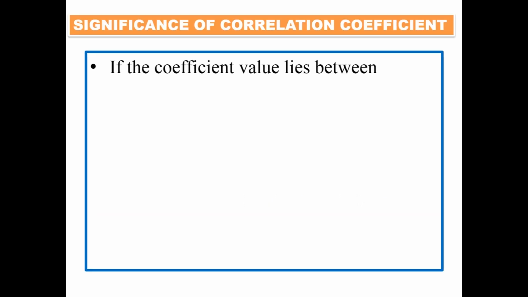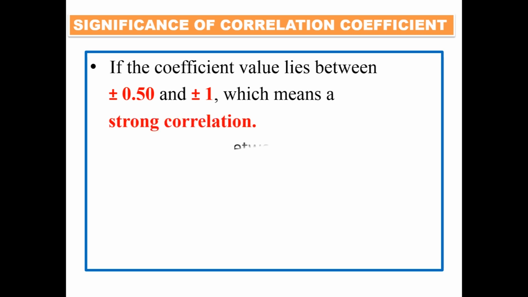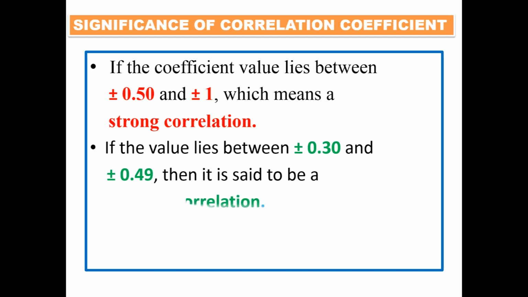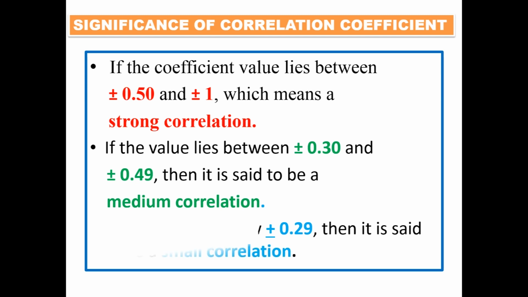If the coefficient value lies between plus or minus 0.5 and plus or minus 1, then it is said to be a strong correlation. If the value lies between plus or minus 0.3 and plus or minus 0.49, then it is said to be a medium correlation. When the value lies below plus or minus 0.29, then it is said to be a small correlation.